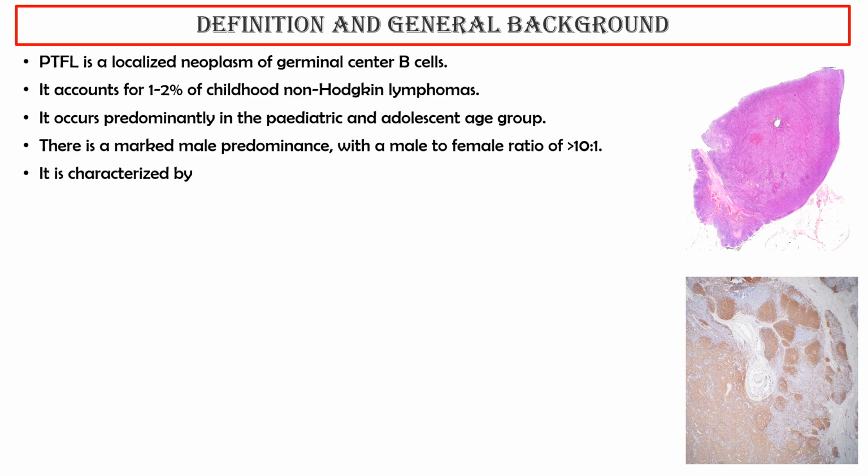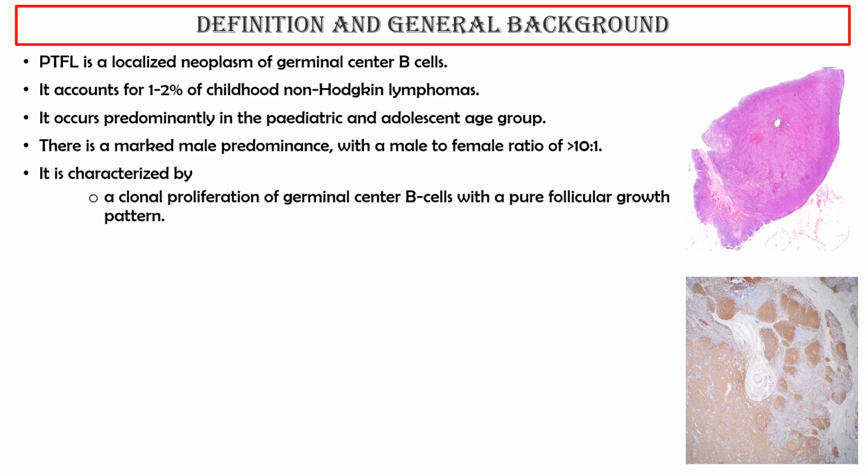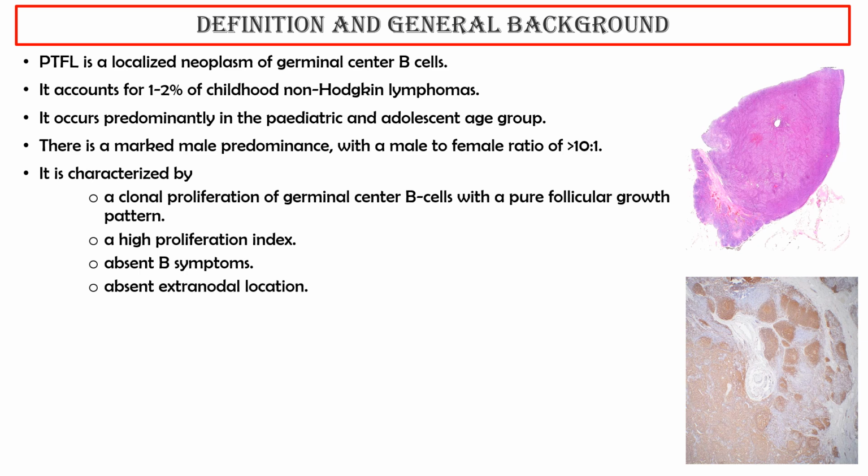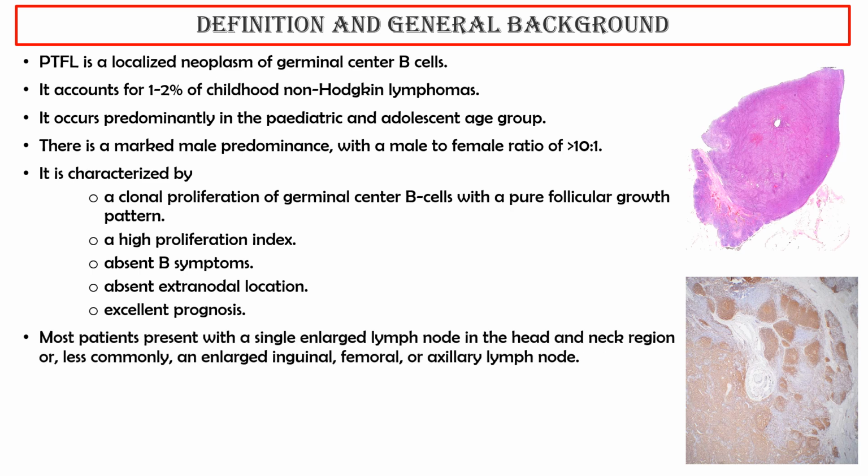It is characterized by a clonal proliferation of germinal center B cells with a pure follicular growth pattern, a high proliferation index, absent B symptoms, absent extranodal location, and excellent prognosis. Most patients present with a single enlarged lymph node in the head and neck region, or less commonly an enlarged inguinal, femoral, or axillary lymph node.